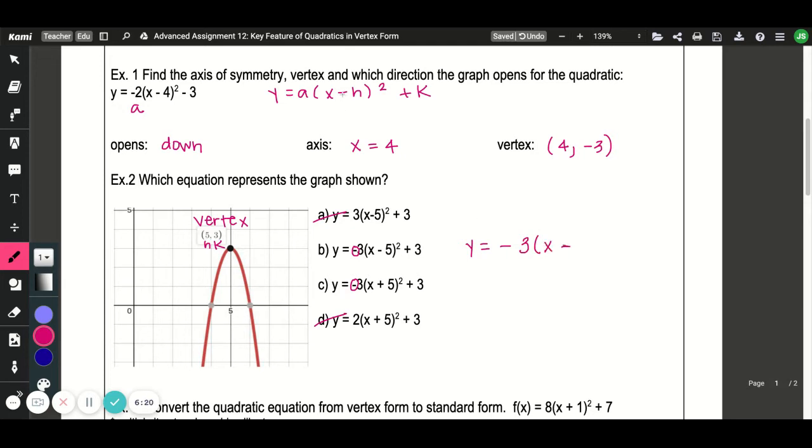x minus h, what's our h? h is 5, squared, plus k, and k is 3. So it's minus, 5, plus 3. So the correct one is B.